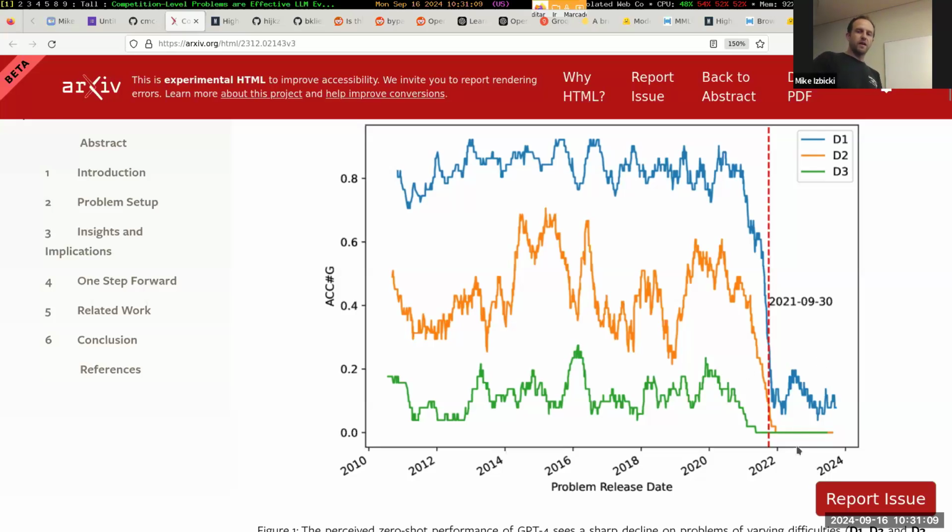GPT-4 was released in 2023. We don't know details about its training data, but it's pretty obvious from this and a handful of other leaks and things that have happened that the training data stopped at the end of 2022.